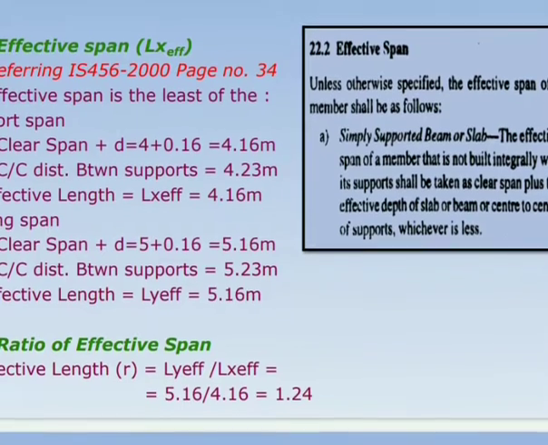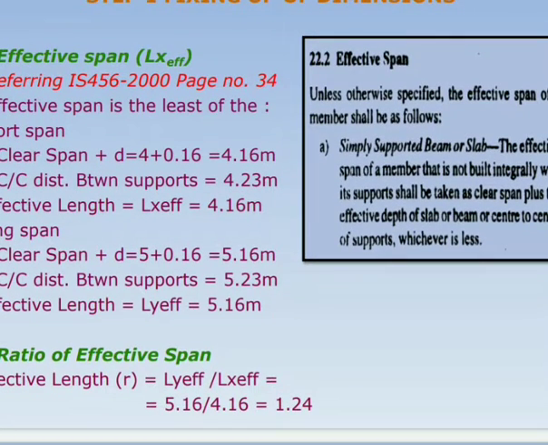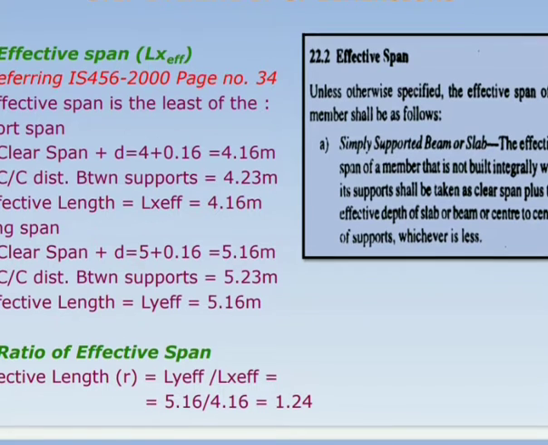So let us find the effective length ratio, which is Ly effective upon Lx effective, and it comes out to be 1.24. Now all these steps are basically repeated from your beam design onwards, and hence you should be able to do all these steps very fast.